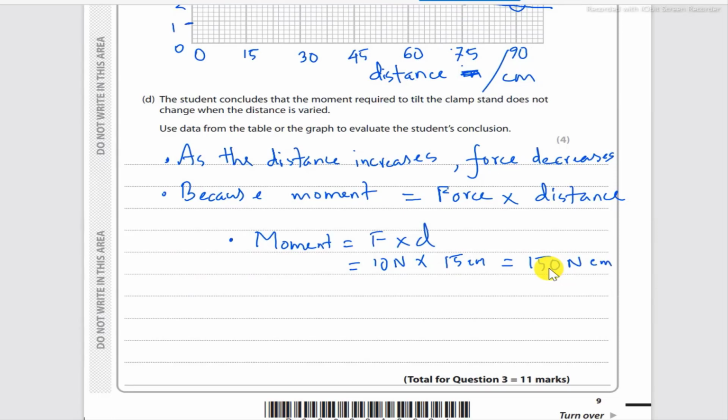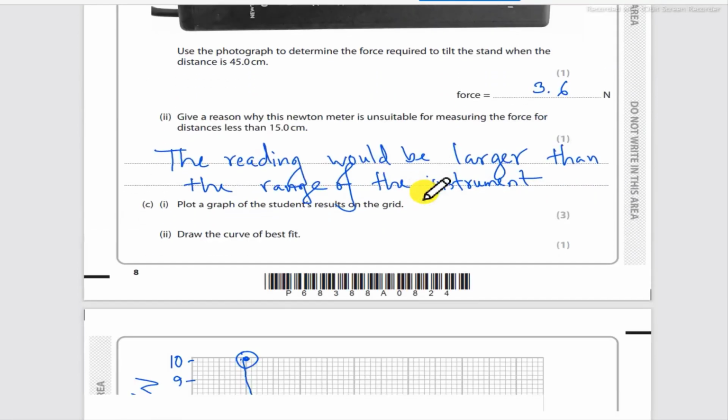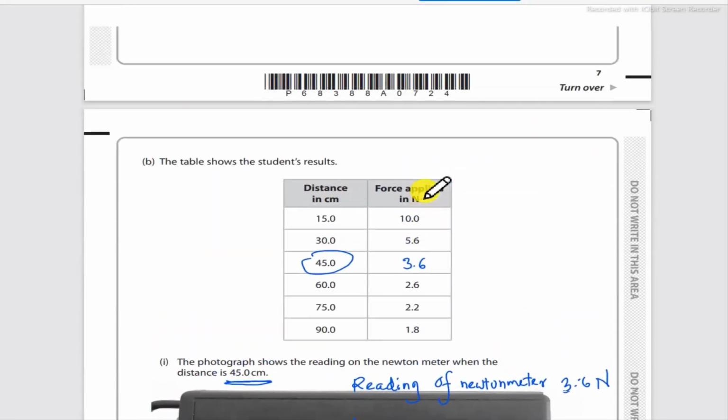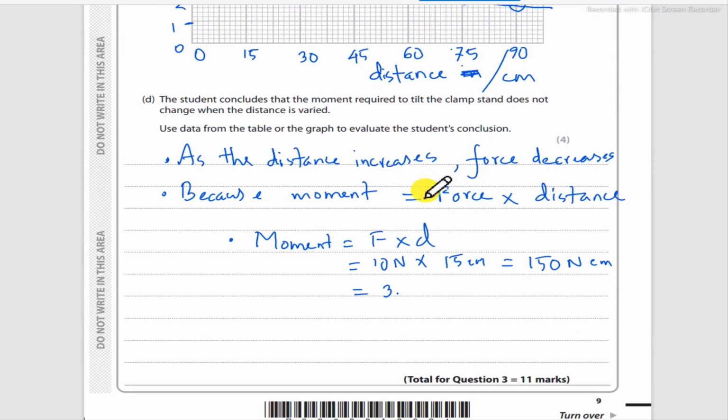Another data, check when applied force is 5.6 Newton and distance 30.